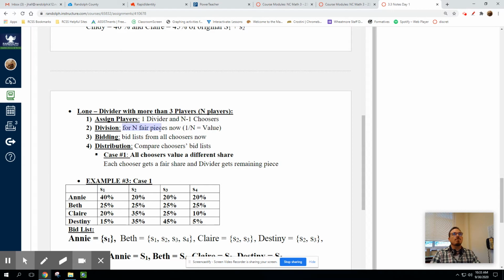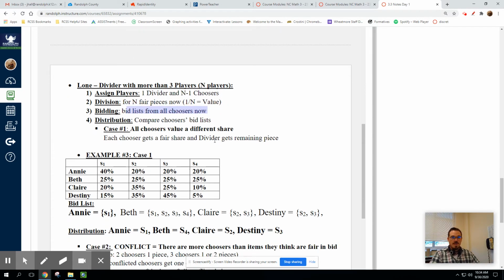So basically, if we want to be fair and we got 5 players, it's a fifth. If we want to be fair and it's 6 players, it's a sixth because it's over the number of players or pieces. So the bid lists from now on are from all the choosers. So whatever they decide to be fair. The distribution compares the choosers' bid lists. So for case number 1, all choosers value a different share. So each chooser gets a fair share and divider gets the remaining piece.